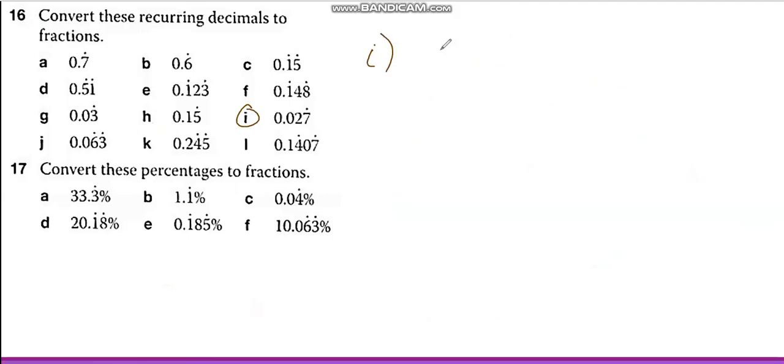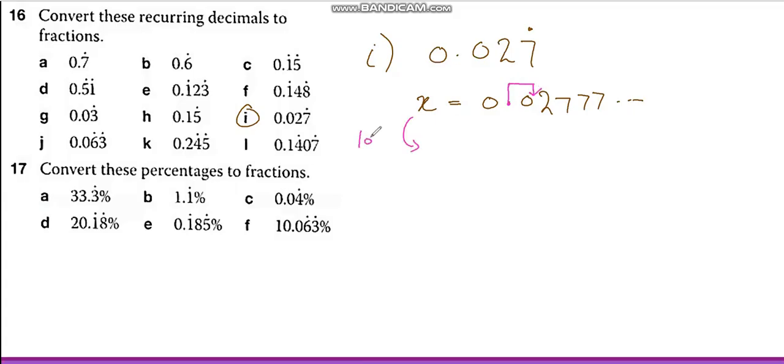Now I will do I part. In I part, we have 0.027, where 7 is being repeated. So first of all, I will say x equals 0.02777 and so on. And as I have described before, first try to bring the decimal point just before the non-zero digit here. So we will multiply both sides by 10, and we get 10x on the left side, and we get 0.2777 on the right side.